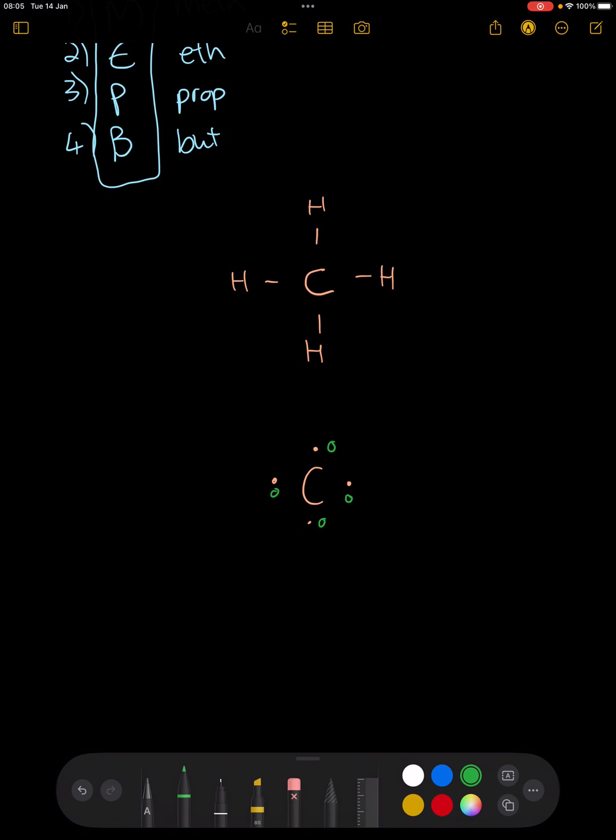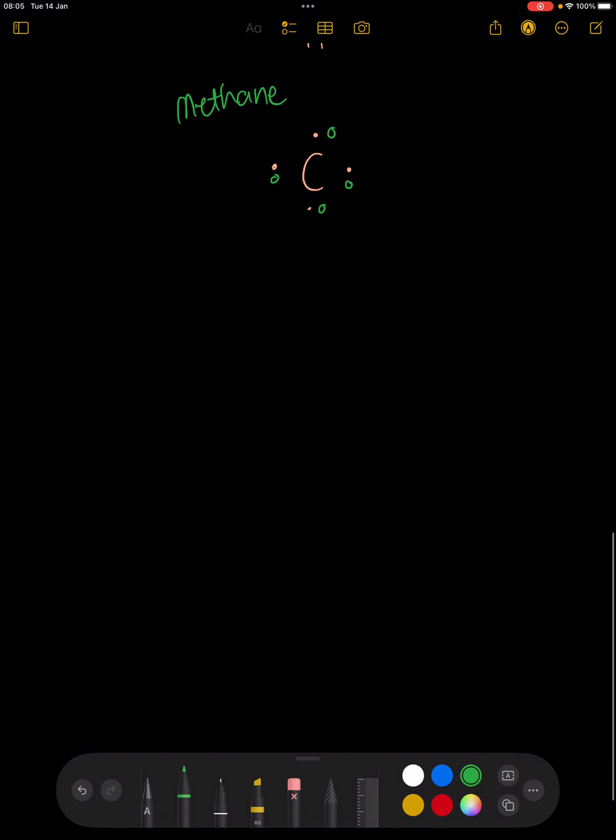And we would call this methane because there's only 1 carbon and there are no double bonds. Additionally, it is only bonded with hydrogen. So this is what methane would look like. Okay, let's go have a look at the next one.